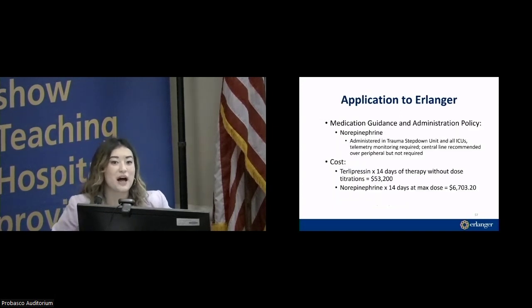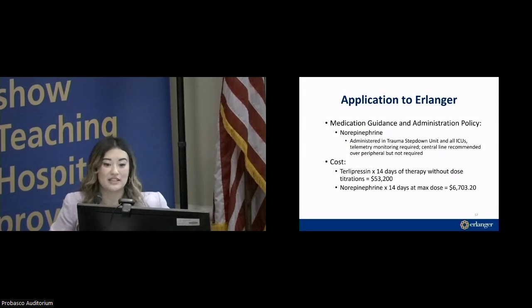As we think about applying this to our own institution, we think about the new mega policy that was just approved and put into use. We did just approve norepinephrine to be administered in the trauma step-down unit in addition to all the ICUs, which was previously the case. Of note, though, the cost of terlipressin is still fairly significant in comparison to norepinephrine.